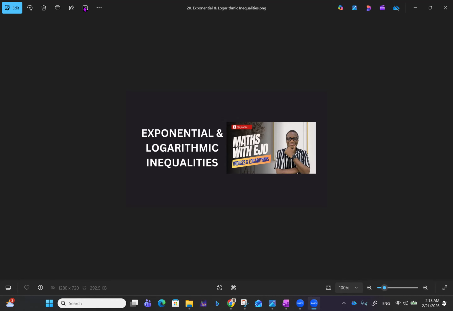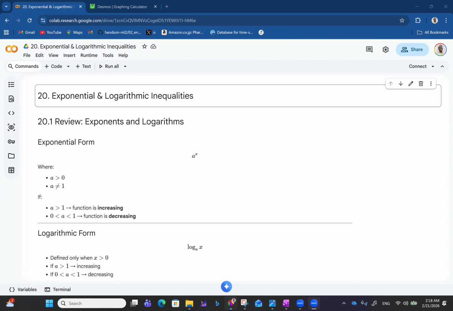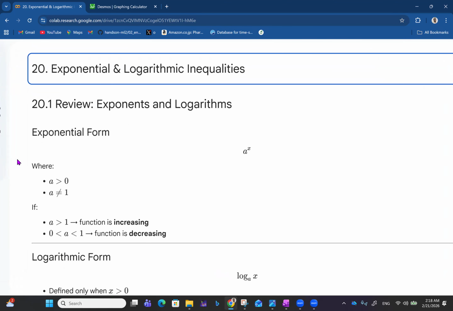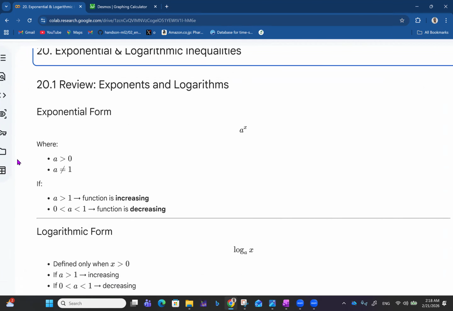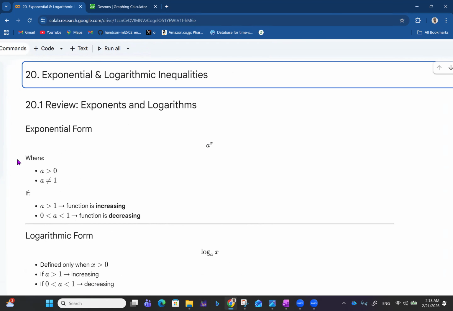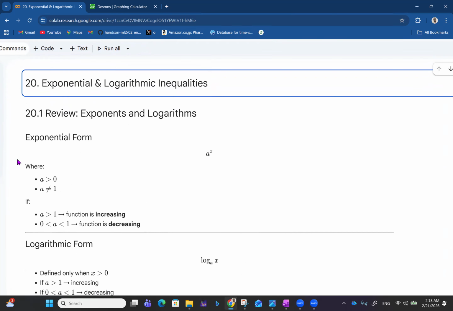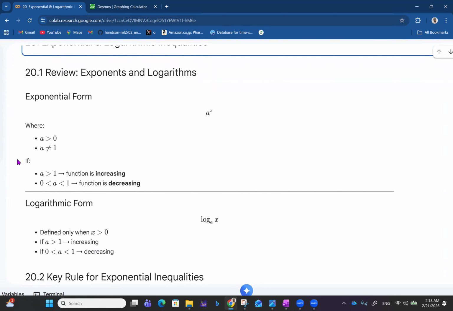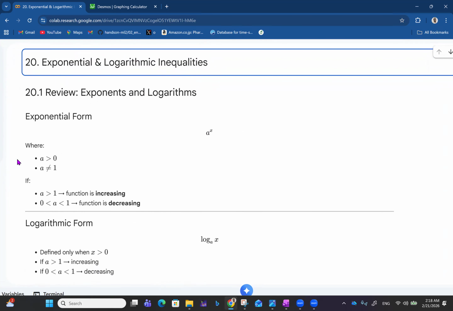So let's go on to this final playlist for the indices and logarithms playlist, except something else comes up though. So we're looking at exponential and logarithmic inequalities. We've had a very nice ride looking at indices, looking at logarithm. How about talking about their inequalities? Because they have some specific rules, we need to pay attention to some things, right?